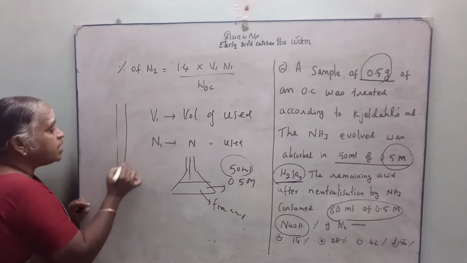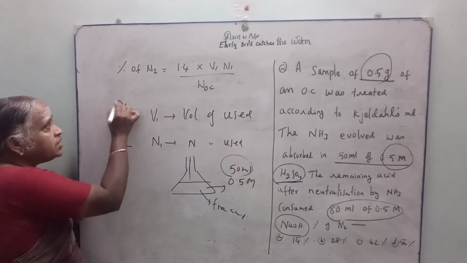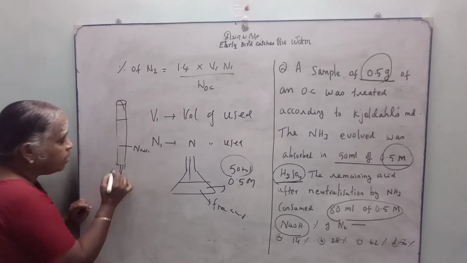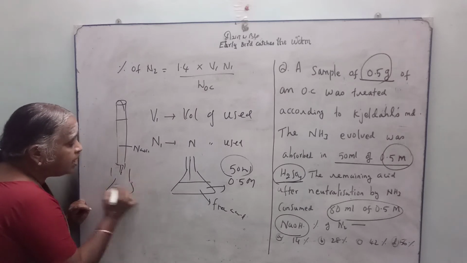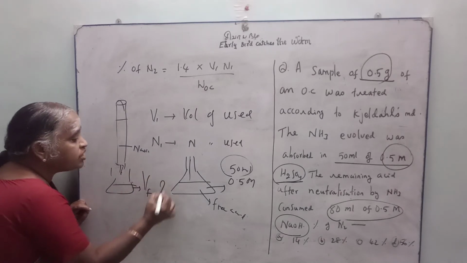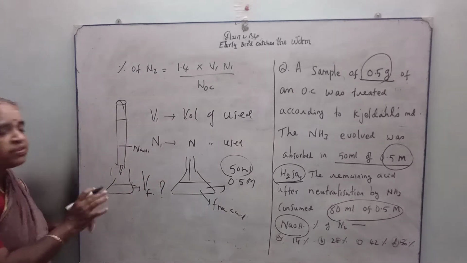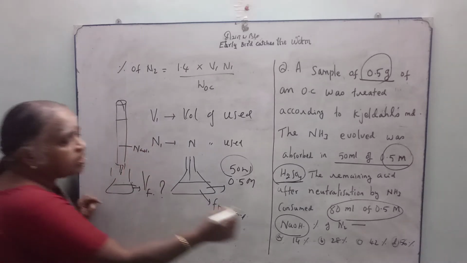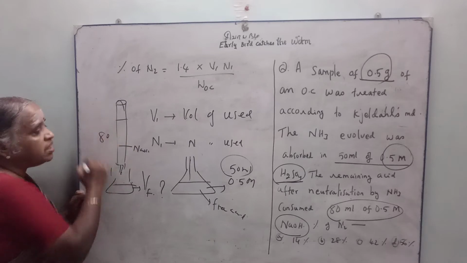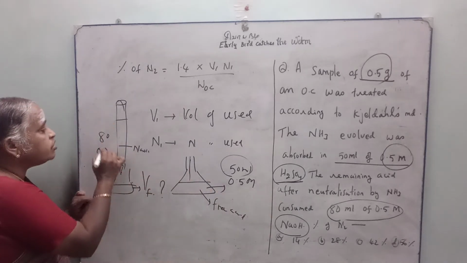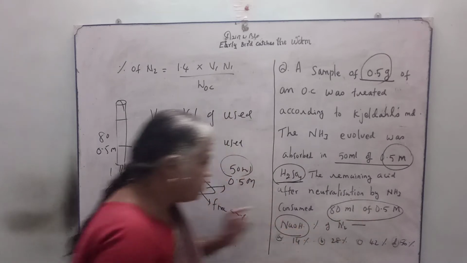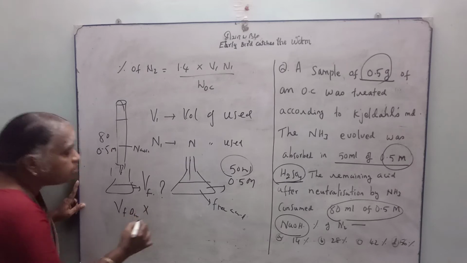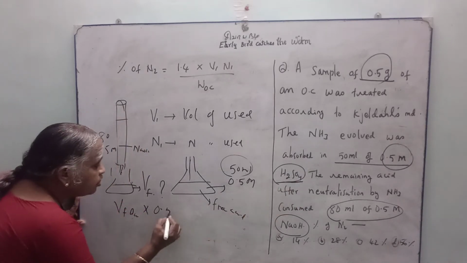Please listen, children. Here you have sodium hydroxide in the burette, and you add it to the same conical flask, which holds the free acid whose volume you want to calculate. The mixture is there, free acid is there. The simple knowledge is V1N1 equals the volume of sodium hydroxide: 80 ml, molarity 0.5 M. And the volume of free acid is what we want, with molarity 0.5 M.